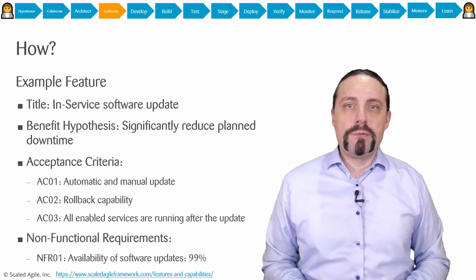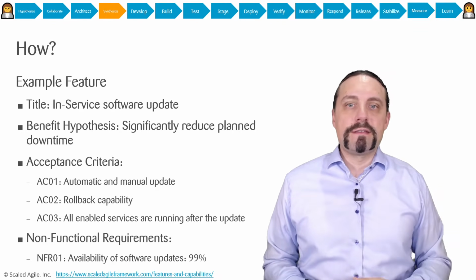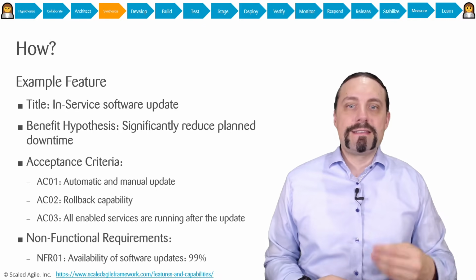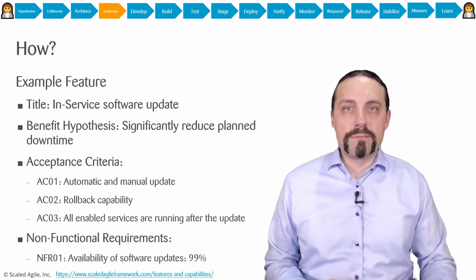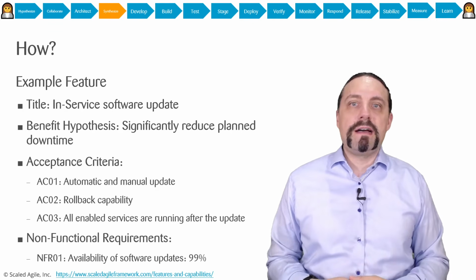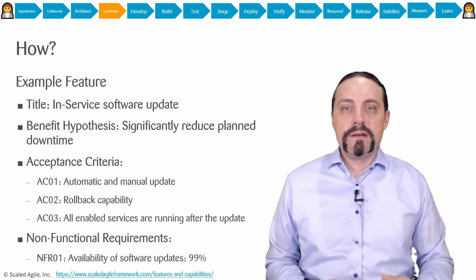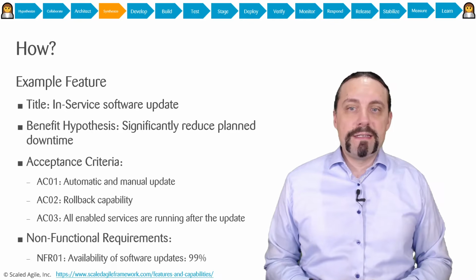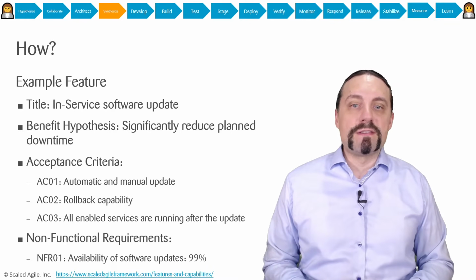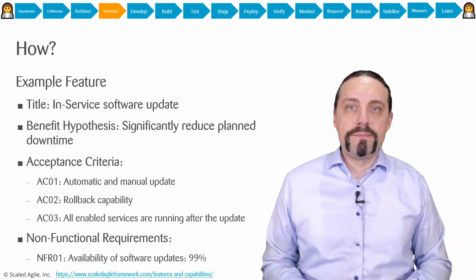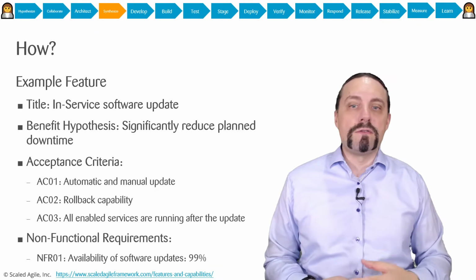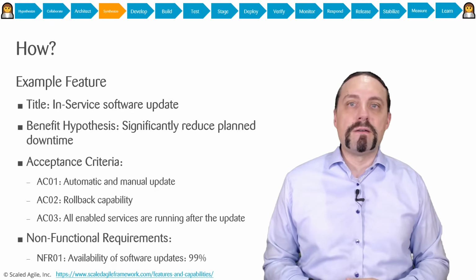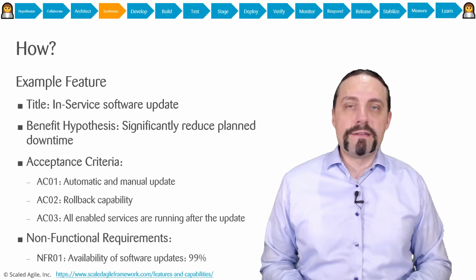This is an example for a feature. The title is In-Service Software Update. The benefit hypothesis says that it significantly reduces the planned downtime. And then we have a set of acceptance criteria, which are automatic and manual update, rollback capacity, and all enabled services are running after the update. And as said, it also has non-functional requirements. Here in this example, availability of software updates is 99%.